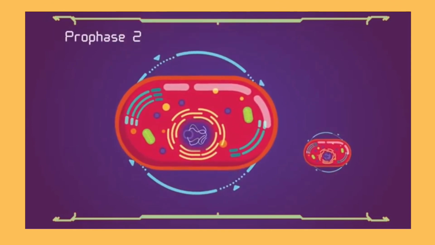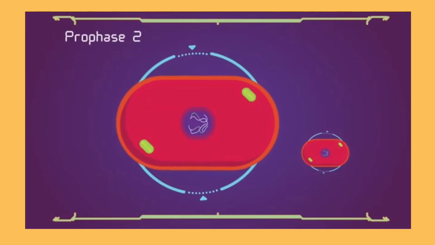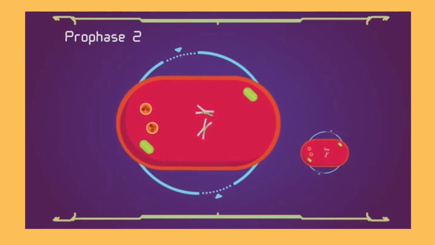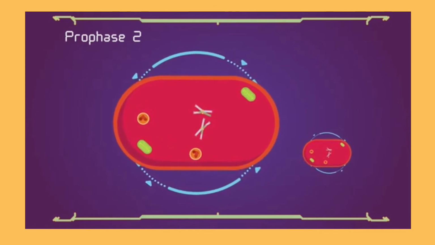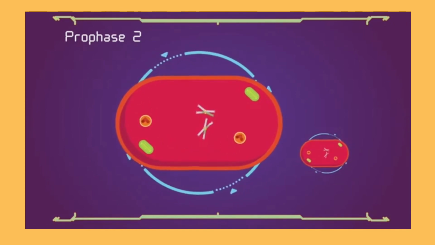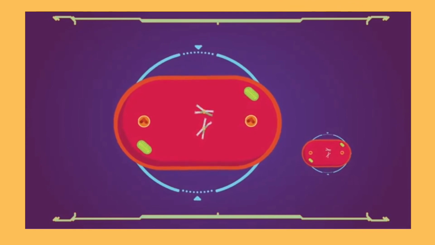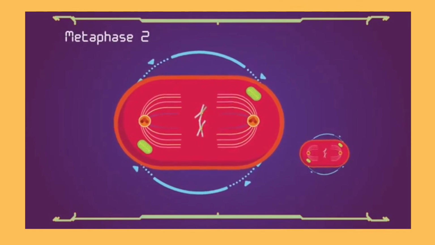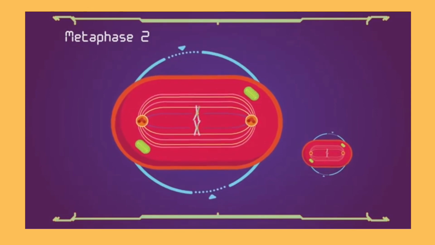In prophase 2, we see the disappearance of the nucleoli and the nuclear envelope again, as well as the shortening and thickening of the chromatids. Centrosomes move to the polar regions and arrange spindle fibers for the second meiotic division. In metaphase 2, the centromeres contain 2 kinetochores that attach to spindle fibers from the centrosomes at opposite poles.